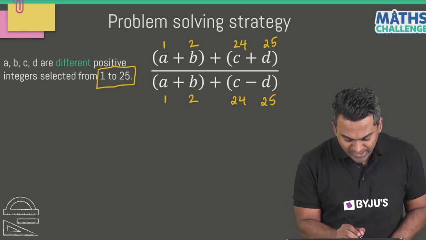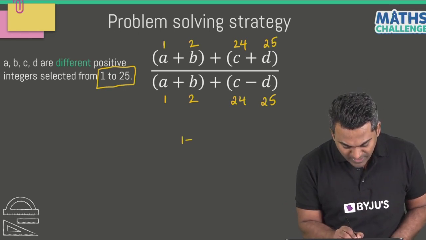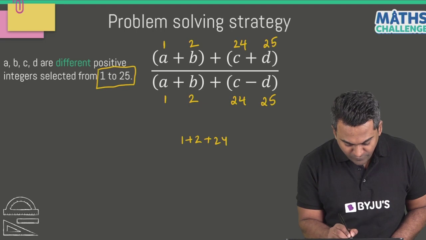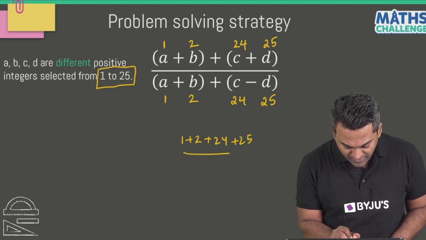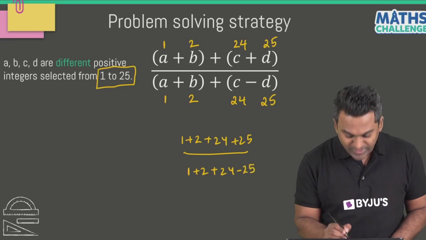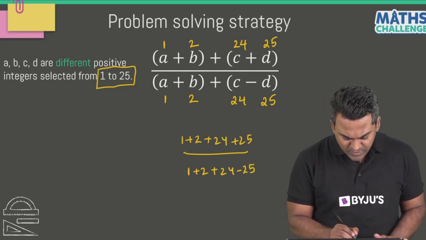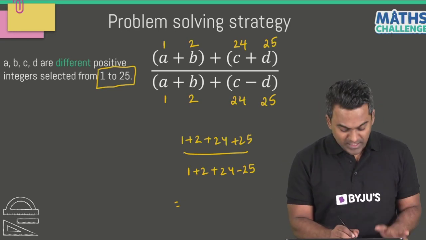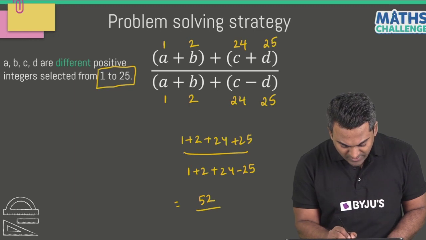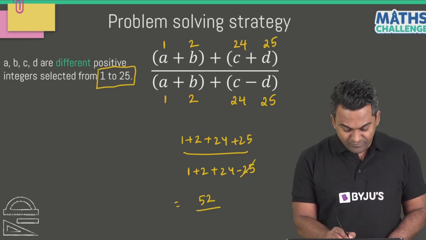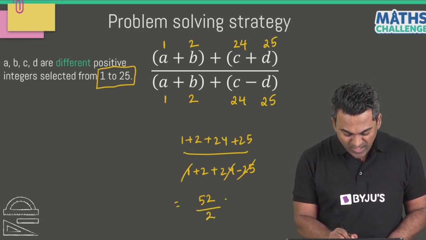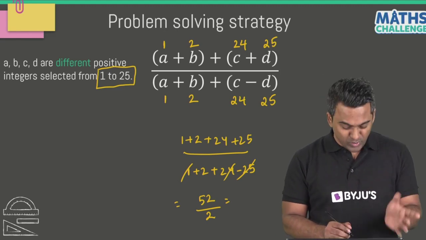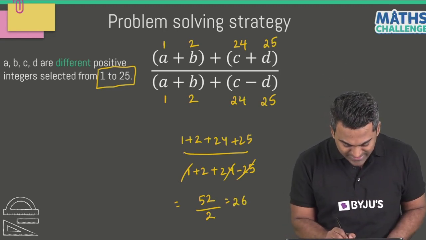So calculating now, this becomes 1 plus 2 plus 24 plus 25 divided by 1 plus 2 plus 24 minus 25, right? Now I observe this. 1 plus 2 is 3, this becomes 49. 49 plus 3 is going to be 52, divided by 24 minus 25, which is negative 1. Negative 1 plus 3 leaves 2, so the denominator is still 2, right? So this is becoming 26.